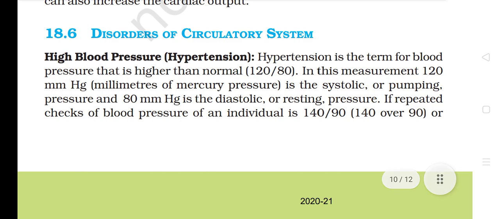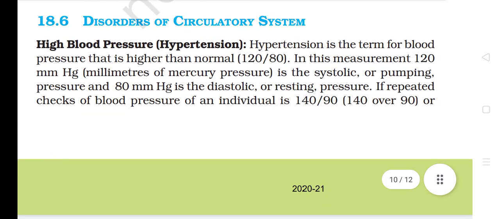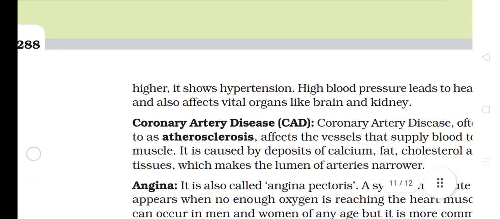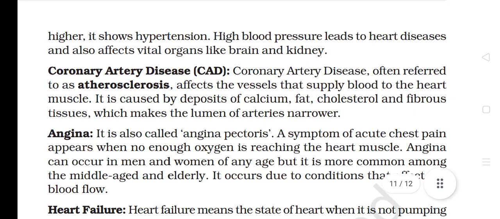18.6 Disorders of circulatory system. High blood pressure, hypertension. Hypertension is a term for blood pressure that is higher than normal, 120 upon 80. In this measurement, 120 mmHg, millimeters of mercury pressure, is the systolic or pumping pressure, and 80 mmHg is the diastolic or resting pressure. If repeated checks of blood pressure of an individual is 140 upon 90, 140 over 90, or higher, it shows hypertension. High blood pressure leads to heart diseases and also affects vital organs like brain and kidney.